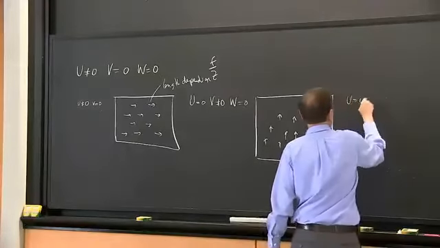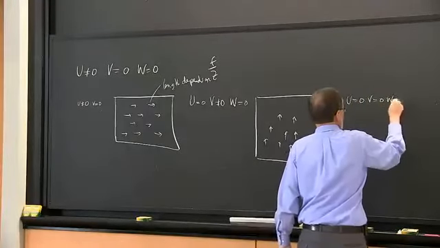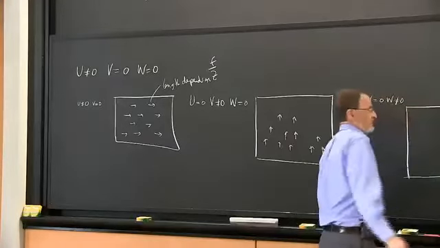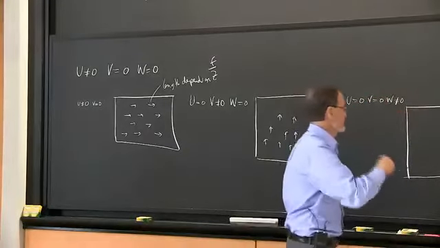How about U is 0, V is 0, W is not equal to 0? Well, we already drew that diagram up there, kind of.